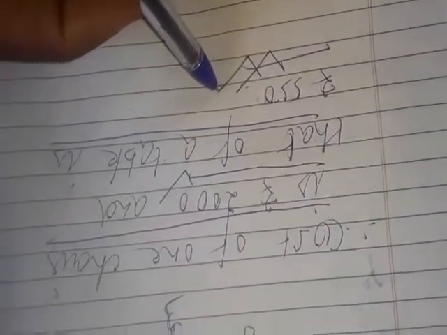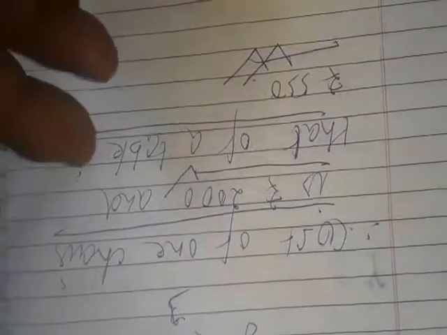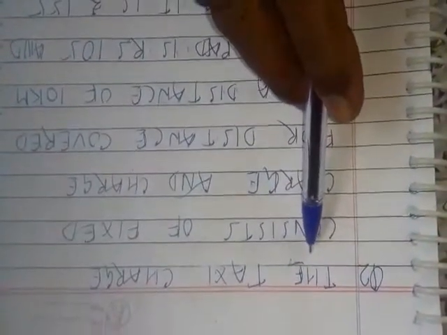Now we will discuss some other questions. Now the second question: the taxi charge in a city consists of a fixed charge and a charge for distance covered.